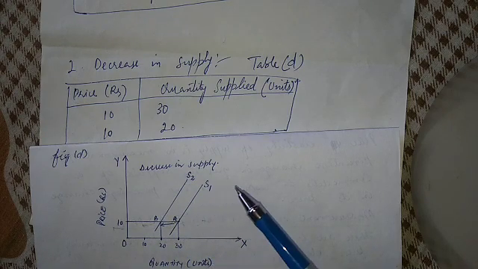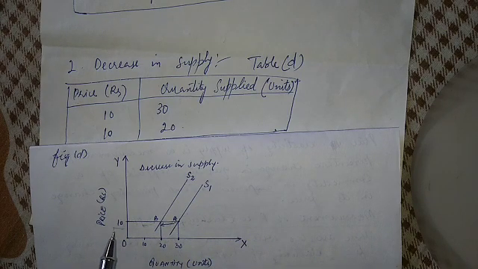Now, this figure D shows that at the existing price of rupees 10, the quantity supplied decreases from 30 units to 20 units of the commodity. Accordingly, supply curve shifts backwards from S1 to S2. The producer shifts from point A on the old supply curve to the point B on the new supply curve. This shows the decrease in supply, and here we can say that supply curve shifts backwards.